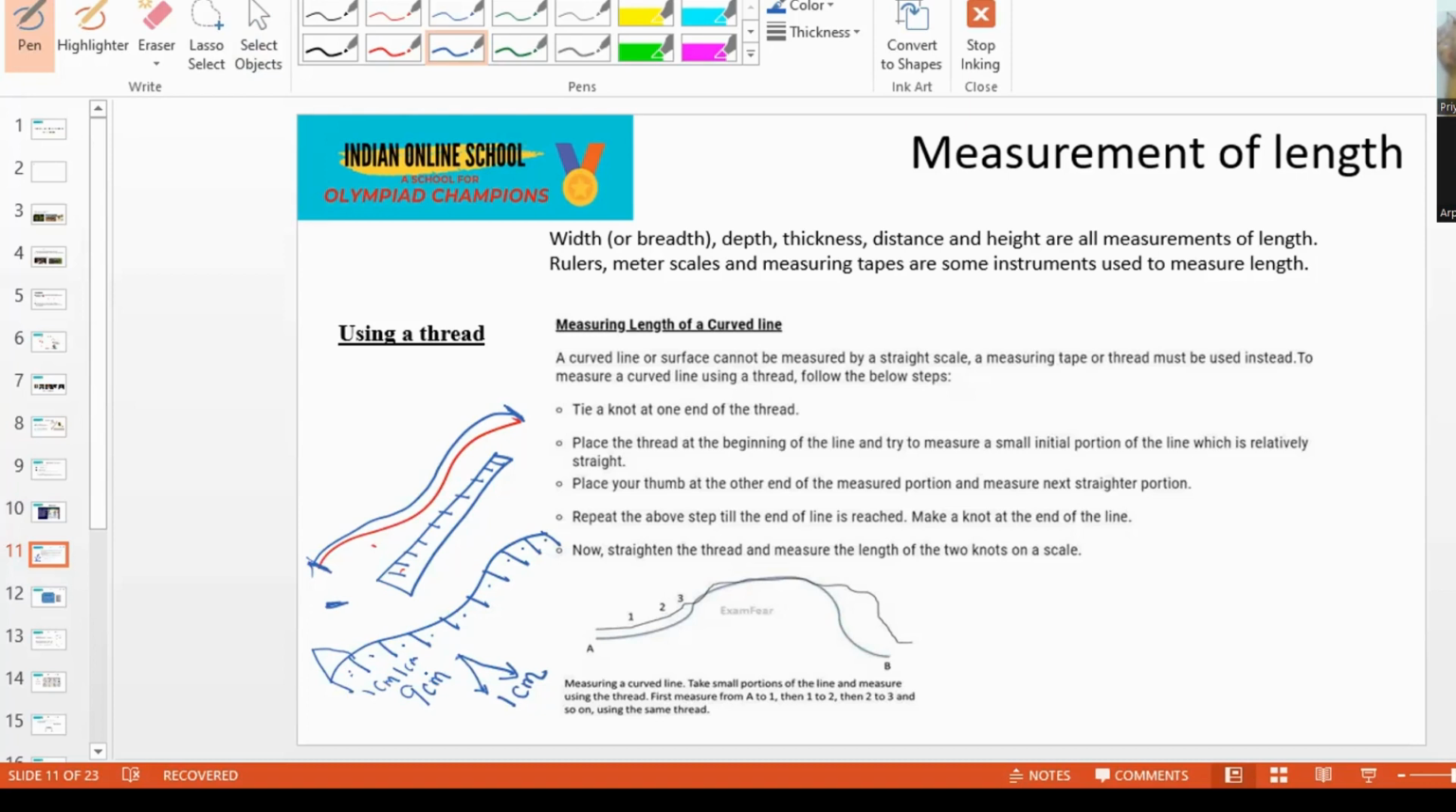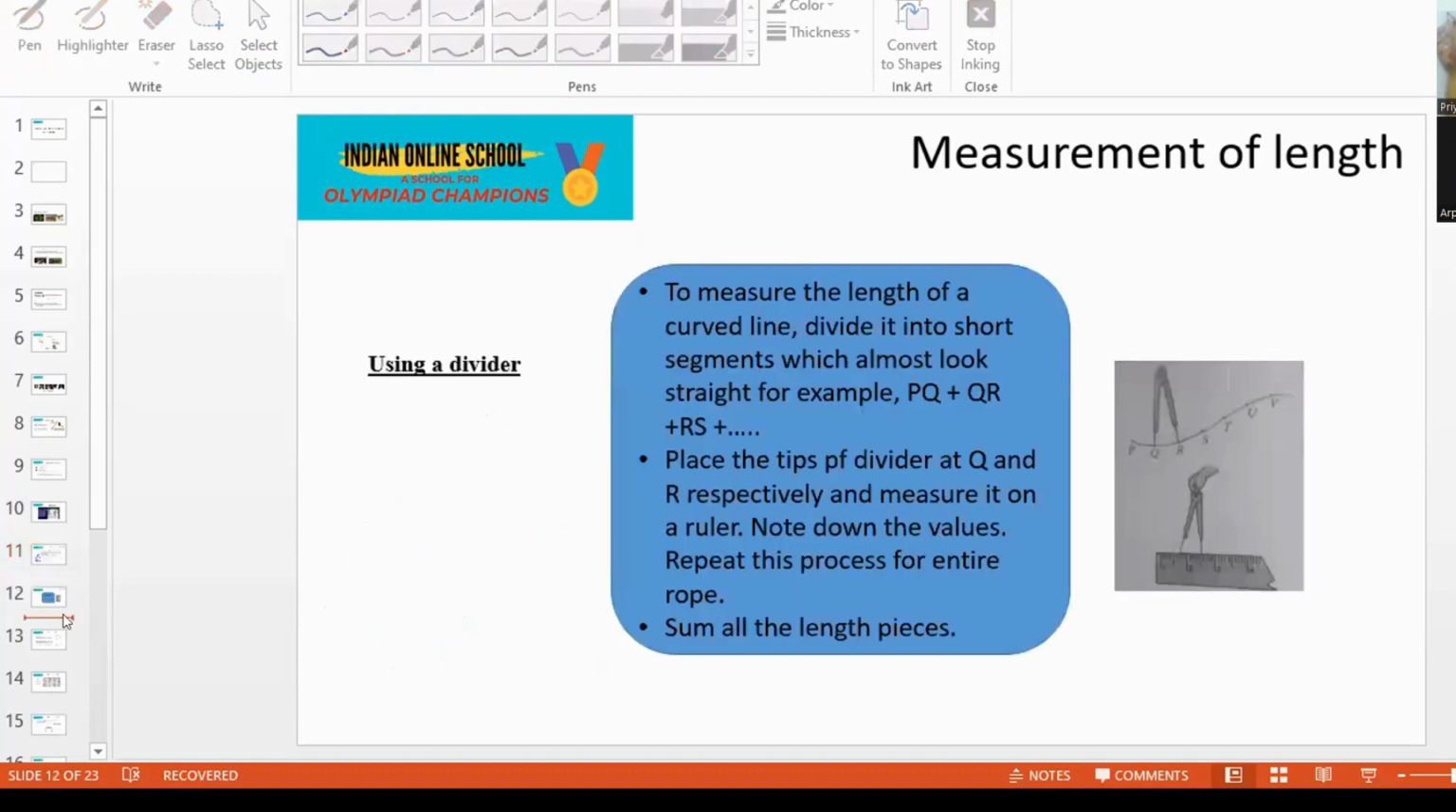Ma'am, what is the divider? Have you seen this in your geometry box? This one? Yes, ma'am. Yes, this is a divider. Using a scale, we will set the divider to 1 centimeter or 2 centimeters, and then we will divide the curved line into equal pieces, and then we will sum up. Is it clear, Arpan? Yes, ma'am. Okay. Any question?